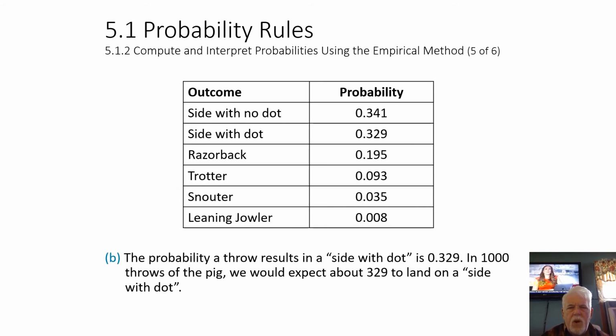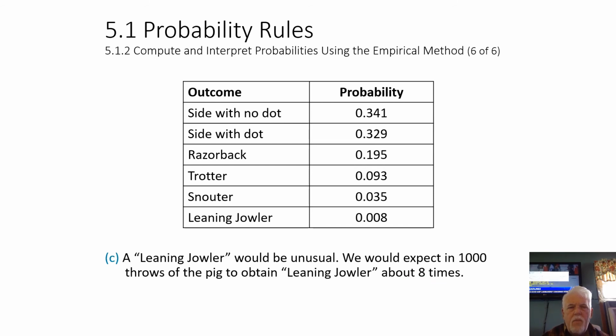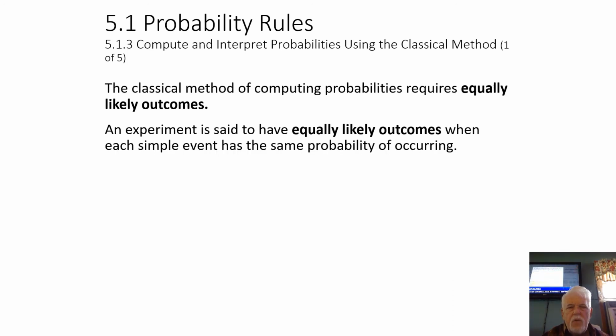And so these are the probabilities, and so I could ask you a question like this: the probability to throw a side with a dot is 0.329. And a leaning jowler is unusual and gives you that as well.